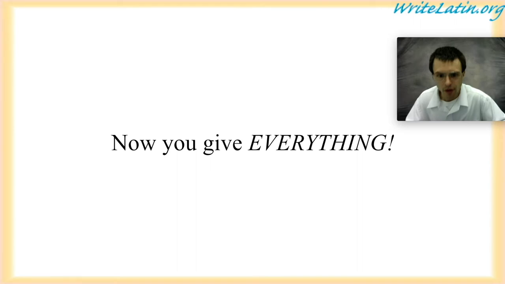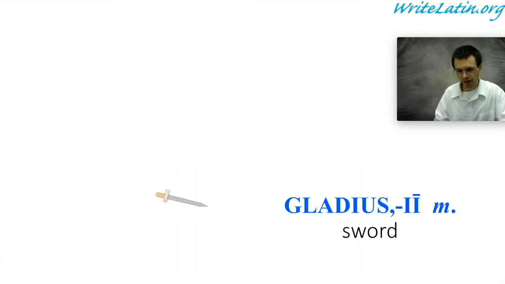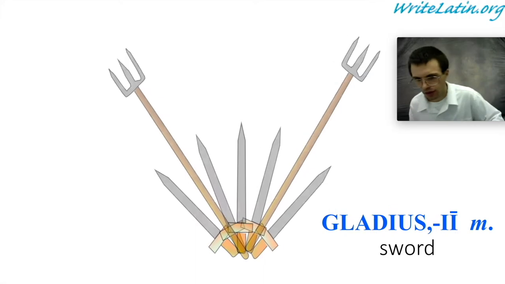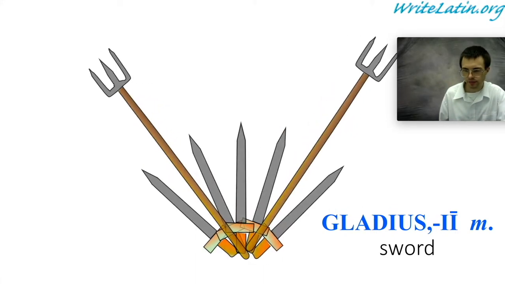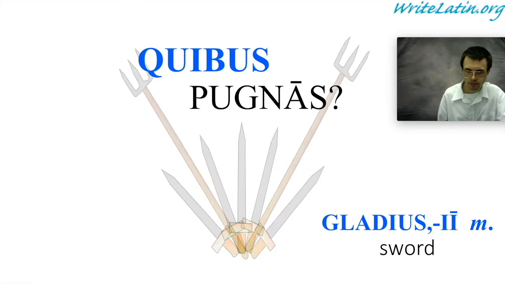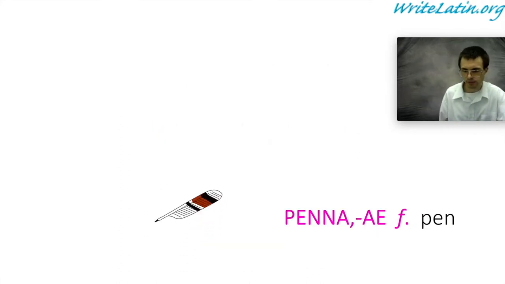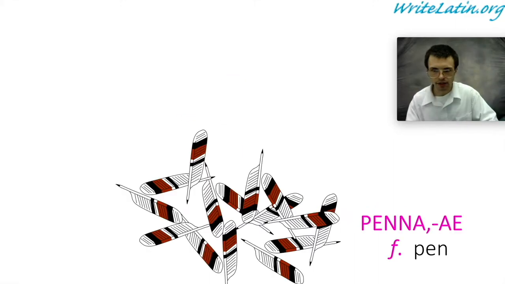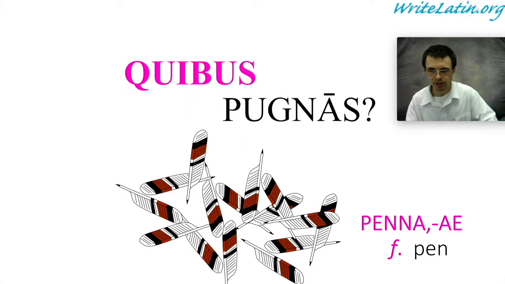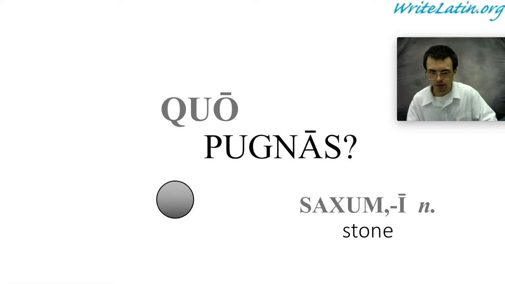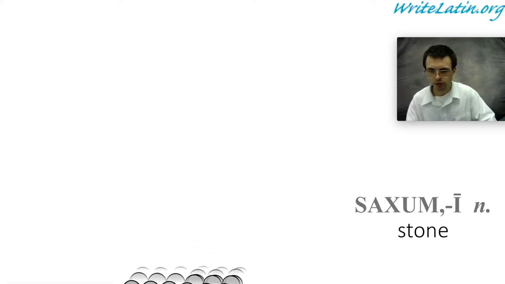Alrighty, so here we go. Now you give everything. Okay, so what about this? Blank pugnas. Good. And this? Okay. And this? And these, same thing as masculines. And this, okay, and plurals.